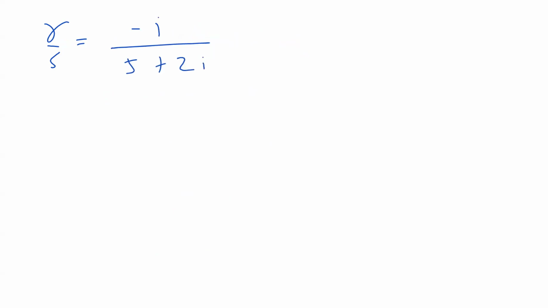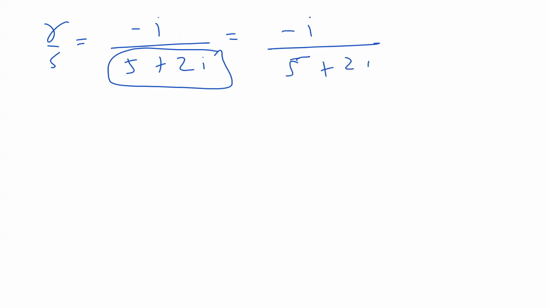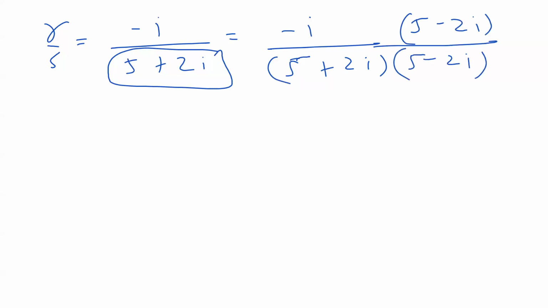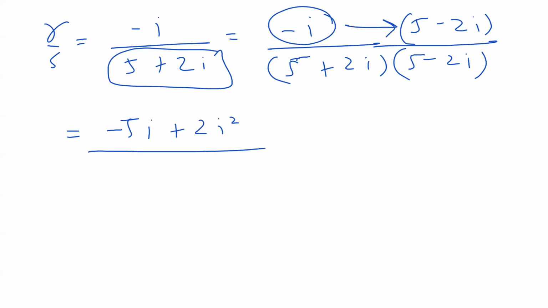So we have a proper format of a complex number. So multiply and divide with the conjugate of the denominator. The conjugate of the denominator is 5 minus 2i. So this will be equal to minus 5i plus 2i square. I'm multiplying minus i to both the terms over here, upon a square minus b square.